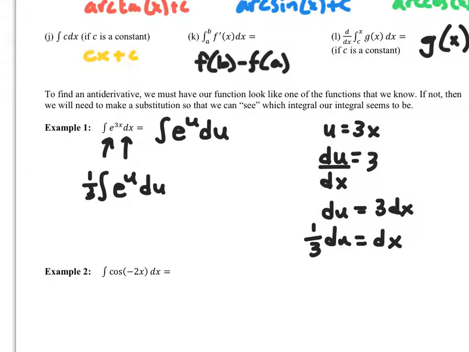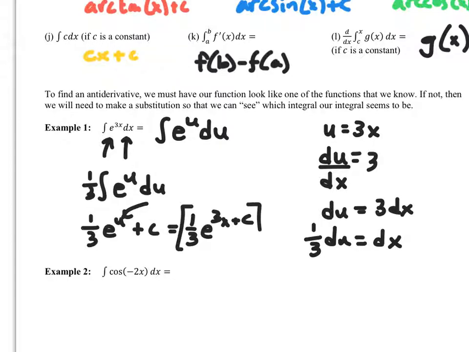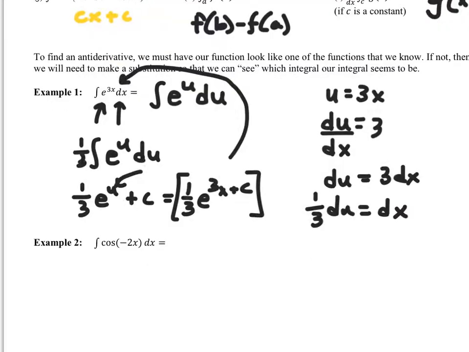du. And so now what is the integral of e to the u? Well, it's e to the u. So I'm going to have 1/3 e to the u plus c. I have one more substitution to do. It's to substitute back in for u, and u was 3x. If I took the derivative of this, I should get e to the 3x.